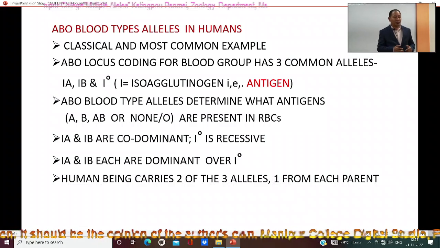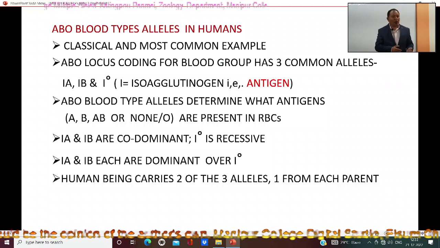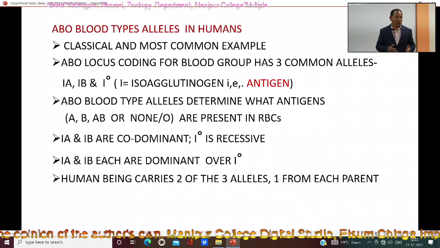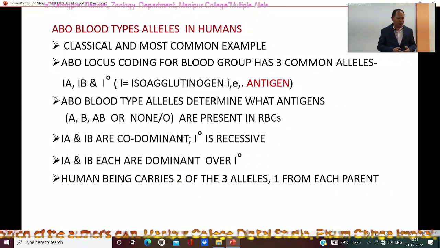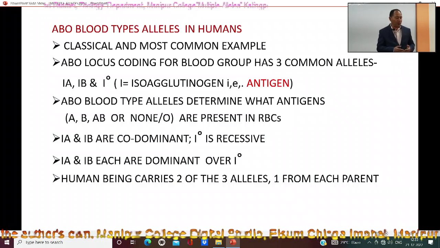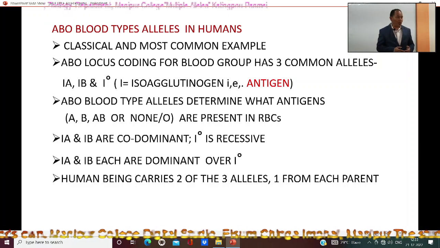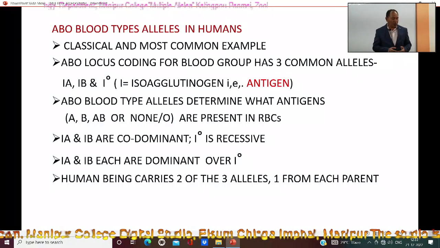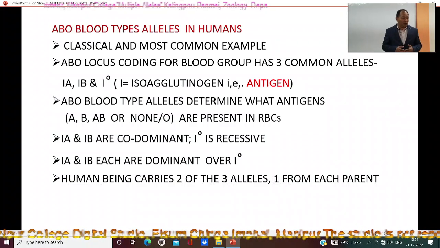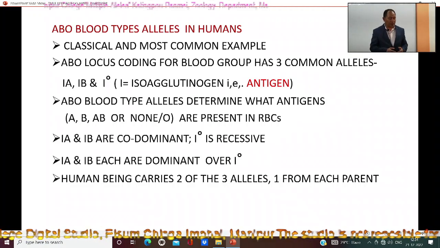The ABO blood type alleles determine what antigens, whether A, B, AB or none, are present on the surface of the red blood corpuscles. The alleles IA and IB are codominant, IO is recessive. IA and IB each are dominant over IO. And a human being carries two of the three alleles, one from each parent.